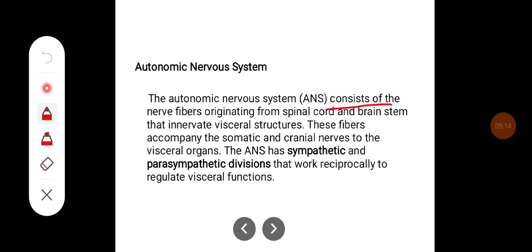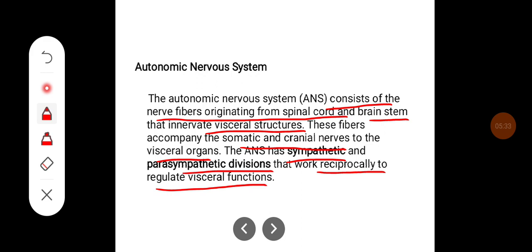The autonomic nervous system consists of nerve fibers originating from the spinal cord and brainstem that innervate visceral structures. These fibers accompany somatic and cranial nerves to the visceral organs. The ANS has sympathetic and parasympathetic divisions that work reciprocally to regulate visceral functions.